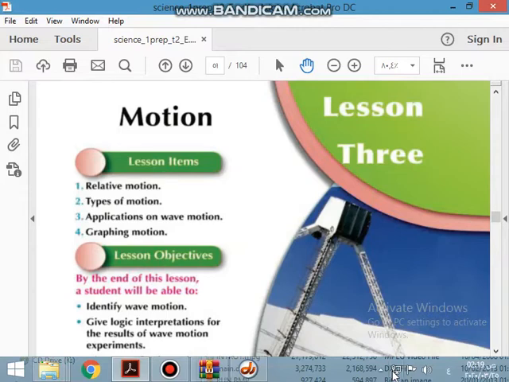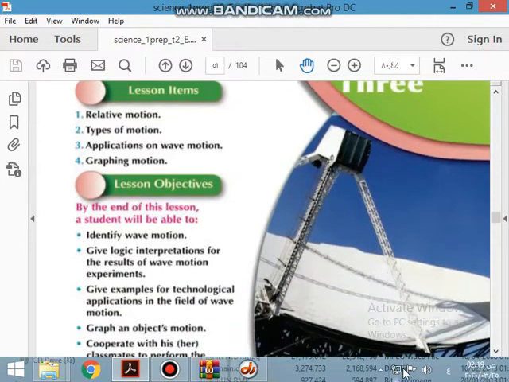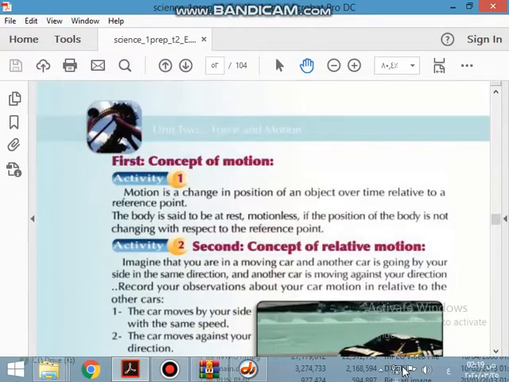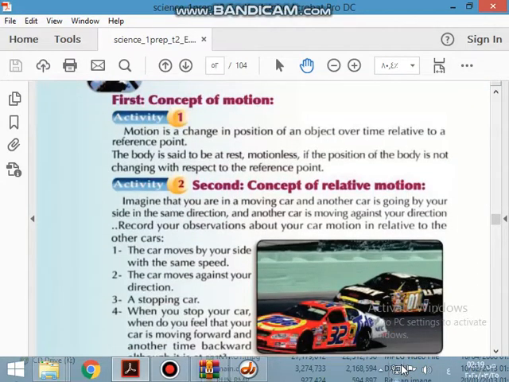Today we will explain lesson 3 in unit 2, motion. First, we must know what is the meaning of motion. Motion is a change in position of an object. What is motion? It is a change in position of an object from a place to another, relative to a reference point. Later we will know what the reference point means.